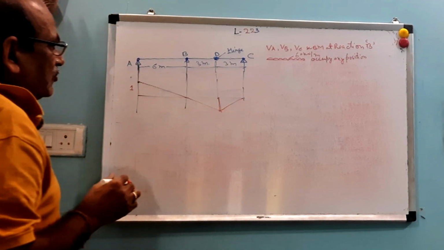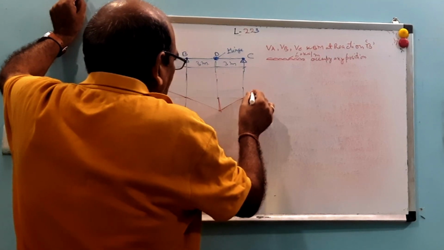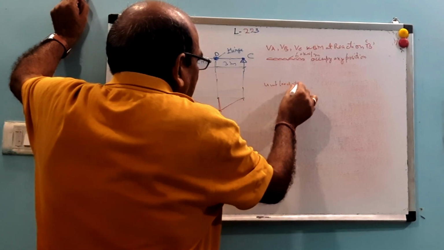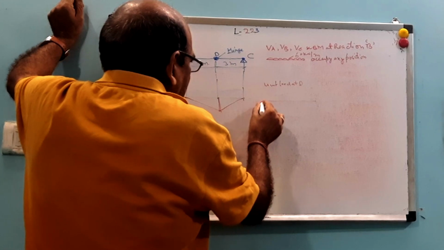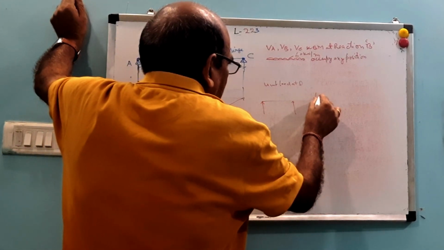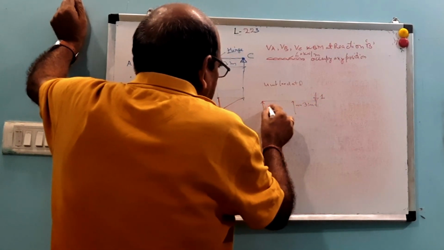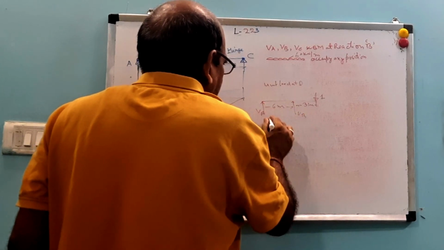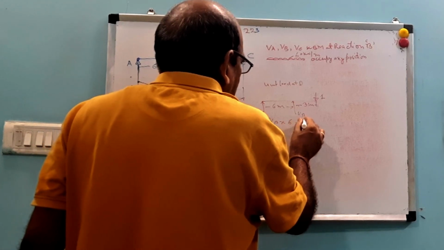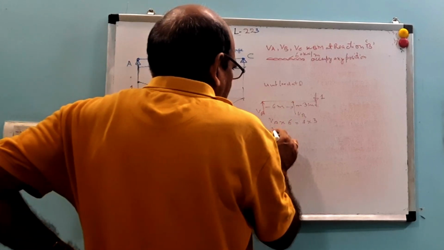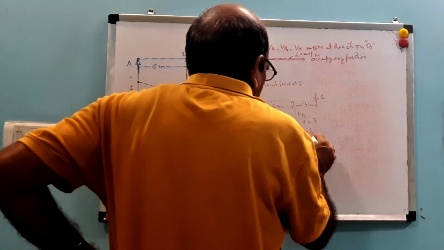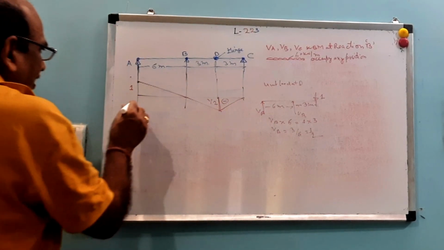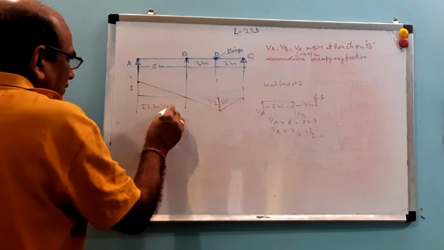So you will get this point and merge with this thing. What is this point? Take the moment about B. Unit load is at D. So your configuration is something like this. This is your BA, this is your BB, this is unit load 1. This distance is 3 meter and this is 6 meter. So take moment about this. BA into 6 equals 1 into 3, right? So BA equals 3 by 6, that is half. So this ordinate will be half, and this will be negative. This is IL for BA.